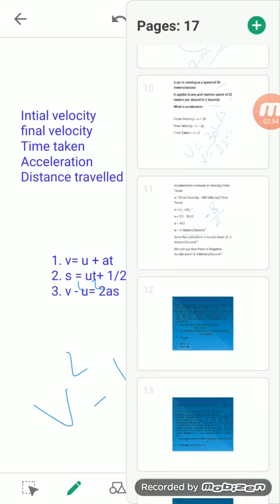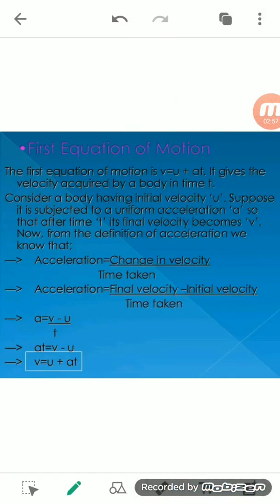At first we will start with the first equation of motion, which is v equals u plus at. And what is the role of this equation of motion? It gives the velocity acquired by a body in time t. So how can we derive this equation of motion? Students, let me tell you, this equation of motion is very important because the questions related to it, numericals, as well as how to derive these equations of motion, are always asked in the examination.